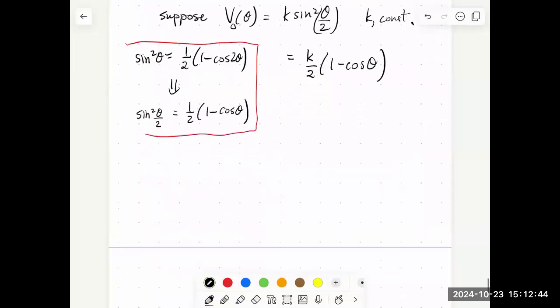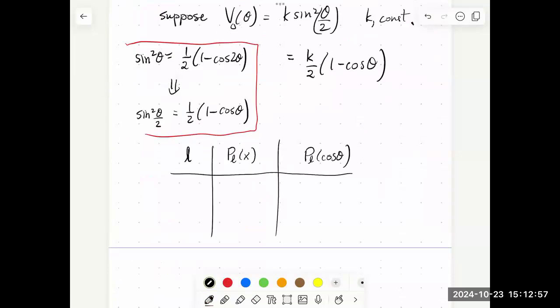All right, let's think about this a little bit. P_L of x and P_L of cos theta. When L equals 0, P_L of x was 1, so P_L of cos theta is also 1. When L equals 1, what was P1? What was the second Legendre polynomial? It was x. And so if we say x is equal to cos theta, we would just get a cos theta here.